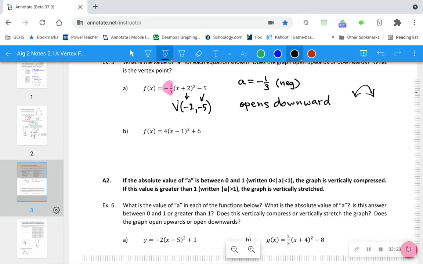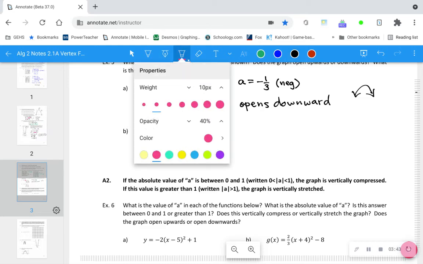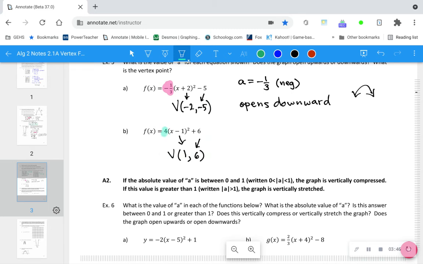Okay, on the next one, our vertex is at 1. Recall that inside the parentheses is always the opposite of H. And then the K value is 6, no change there. The value of A, I'll highlight this in a different color this time, is 4, and that's a positive value. So this opens upwards. If you were to graph it, you would expect a graph that points like that.